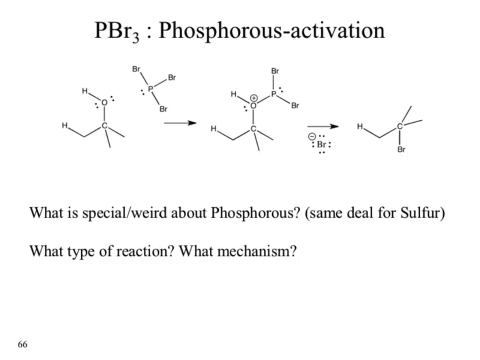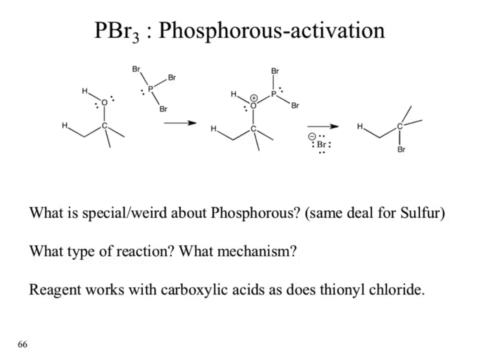What type of reaction? Substitution. What about that first step? That was still substitution, so it is a little different from our thionyl chloride. Our first step is still a straight substitution reaction. As far as mechanism, we said it was substitution, so it would be SN2, just like the thionyl chloride works with our carboxylic acids as well.